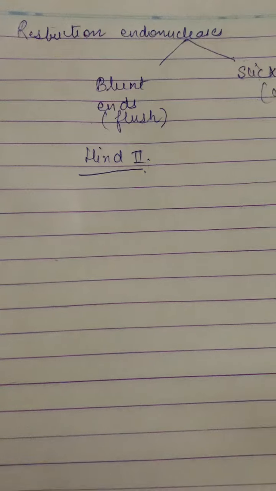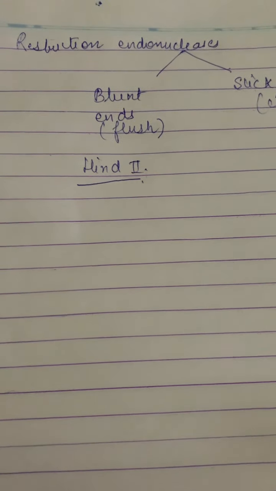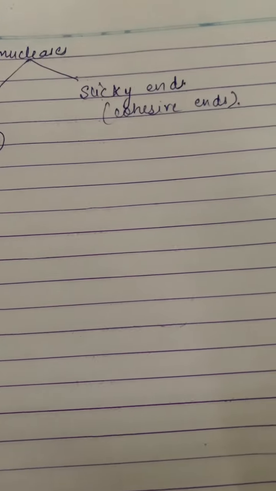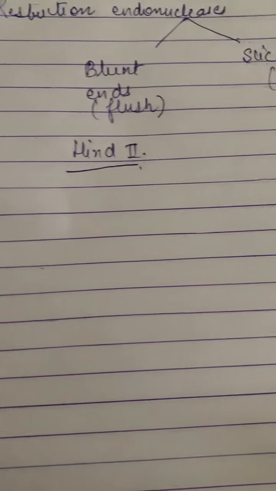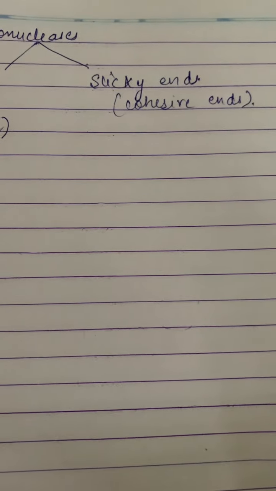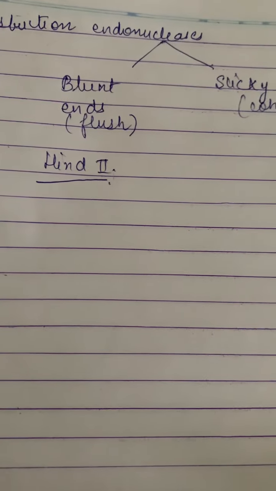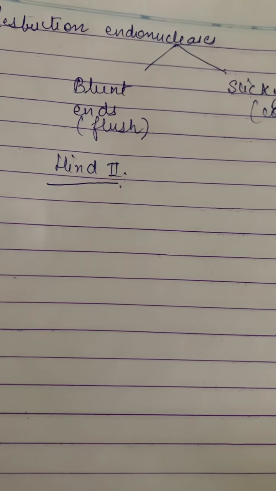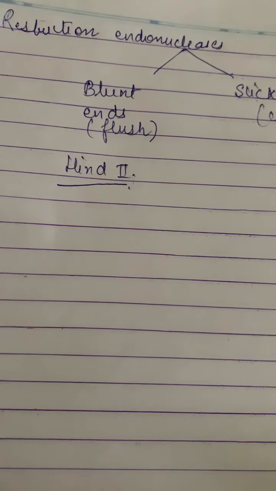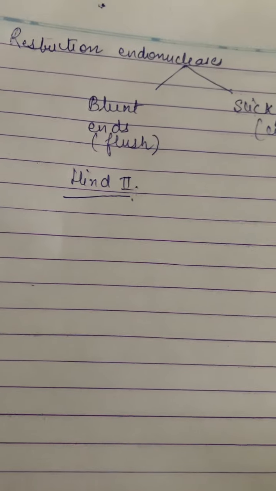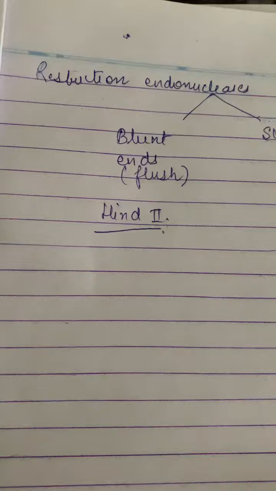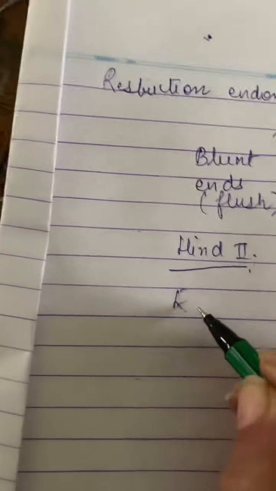Now restriction endonucleases are the enzymes that cut the DNA and give 2 types of ends, that is the blunt ends and sticky ends. These blunt ends are also called flush ends, and the sticky ends are also called cohesive ends. Many restriction enzymes were isolated. Last time we discussed the isolation of HindII. Apart from HindII, many other important enzymes were also isolated.